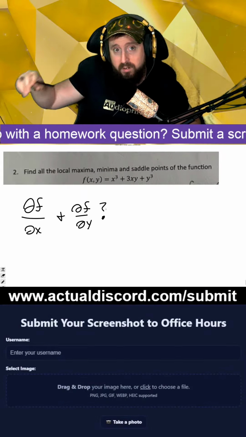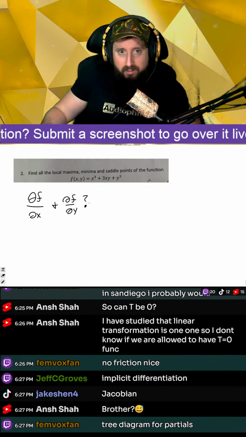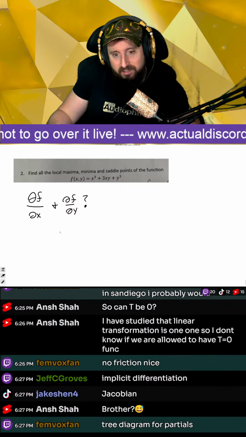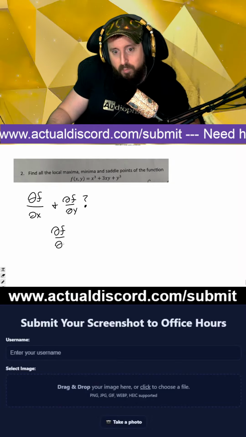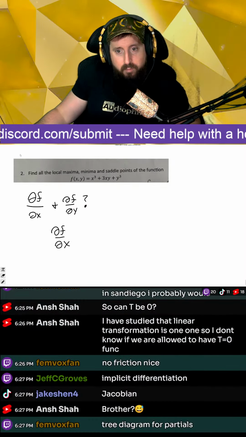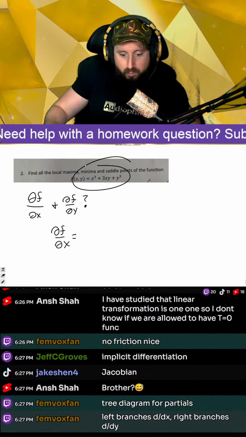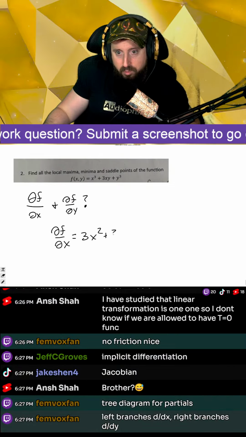Jacobian. Ooh, someone says Jacobian. Okay. Tree diagram for partials. You guys are teaching me some new stuff here. I don't know what the tree diagram for partials is. But okay. Partial f, partial x. So if we do that, when taking these derivatives, we only consider what x is. So that's going to be 3x squared plus 3y.